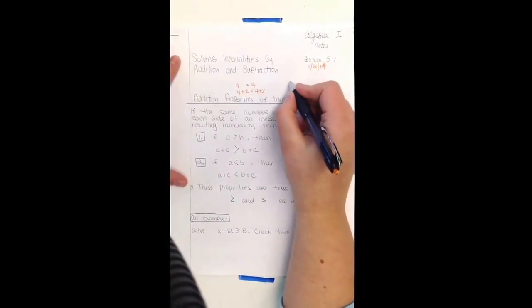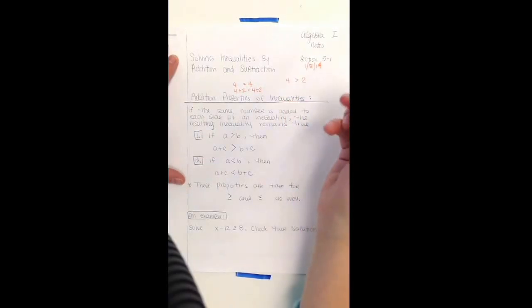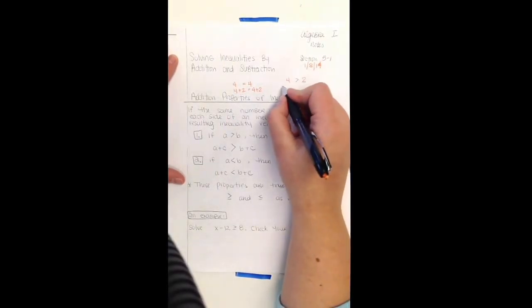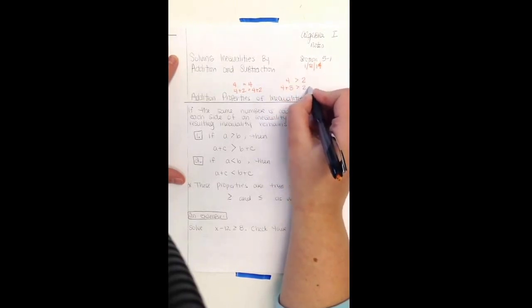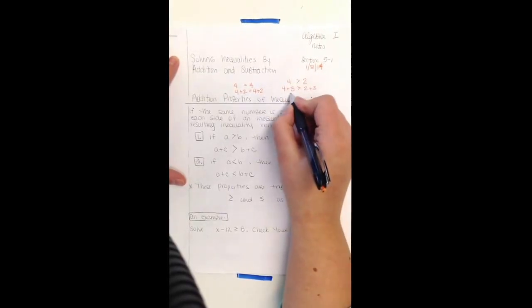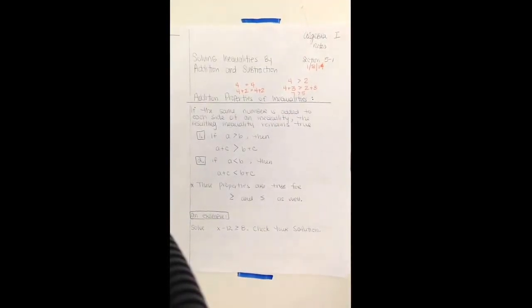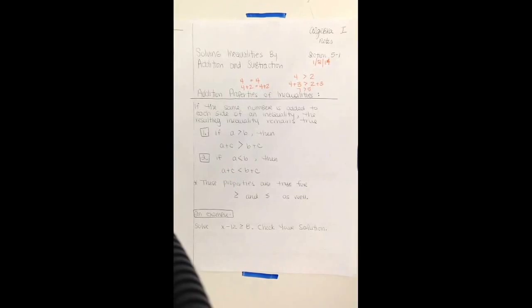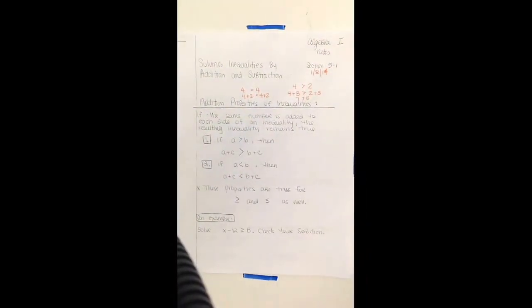So an example would be if I have 4 is greater than 2, that's true. 4 is bigger than 2. So what if I say 4 plus 3 is greater than 2 plus 3? That gives me 7 is greater than 5. Is that still true? Yes, 7 is bigger than 5. So you treat these two things the same way.